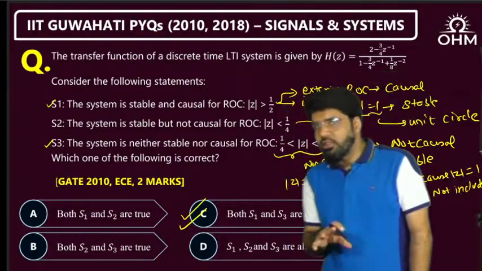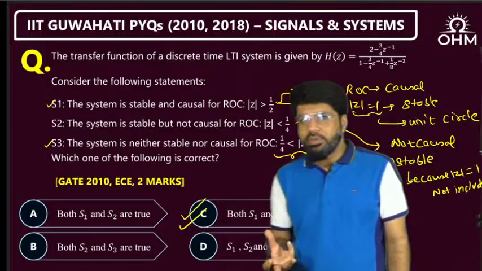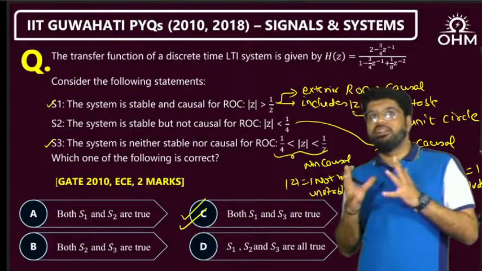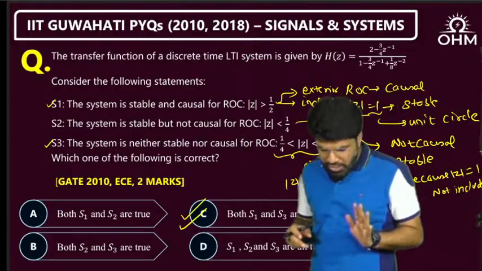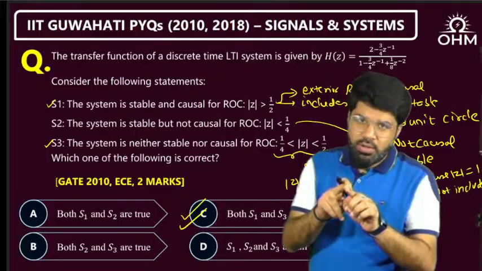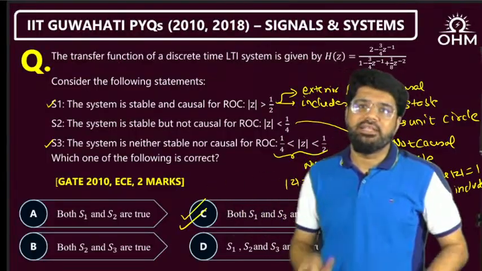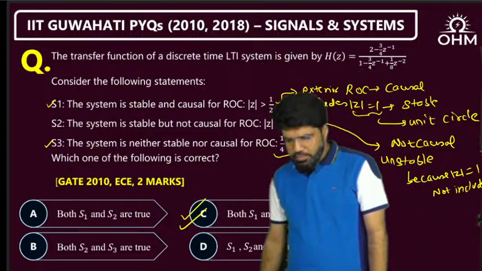What happens if all the poles are not inside the unit circle? Can it not be stable then? Yes, it can still be stable, but it will be non-causal. If all the poles are not inside the unit circle, it may be stable alone, it may be causal alone. Both independently are possible, but it cannot be combined stable and causal. Clear, everybody? Any doubts, you can let me know.